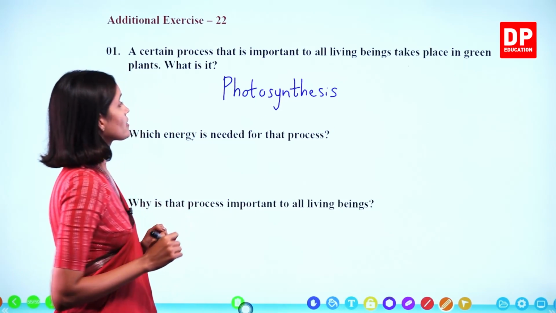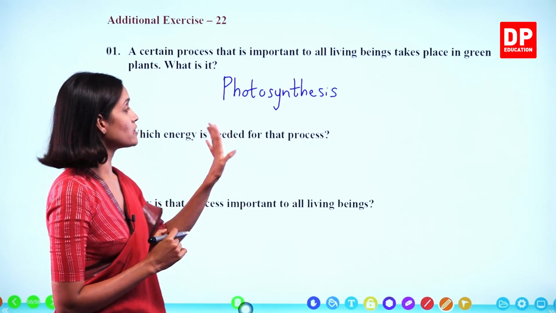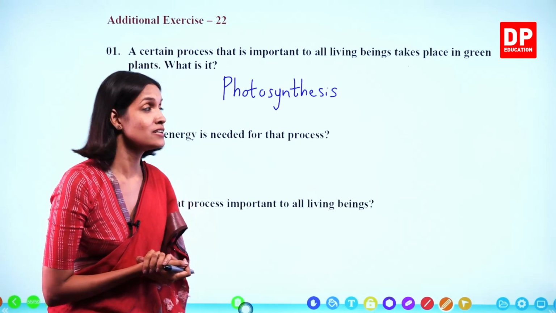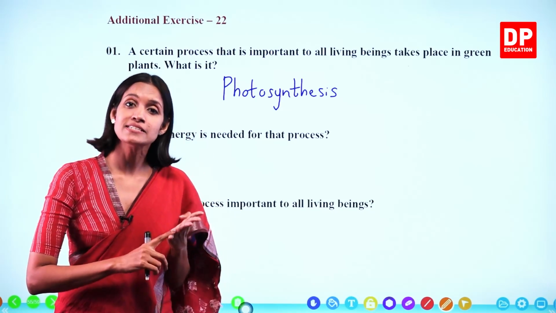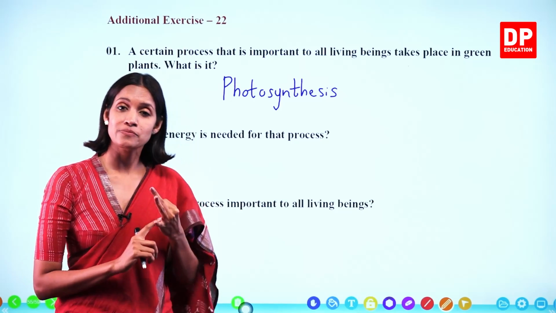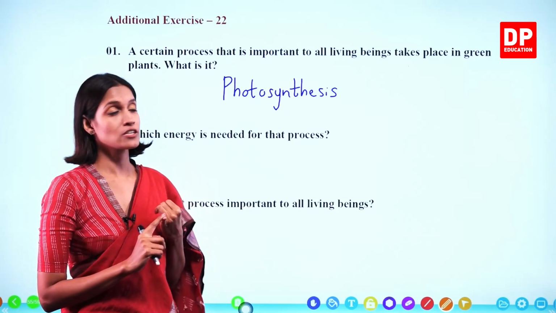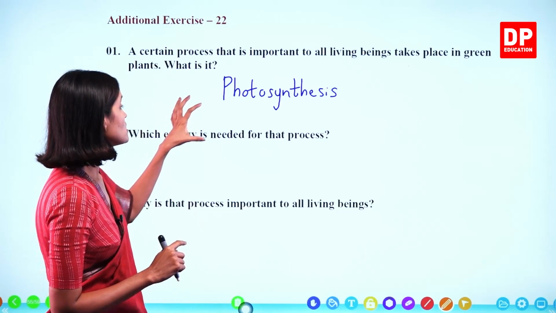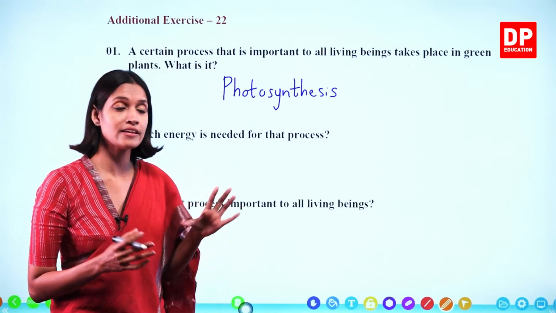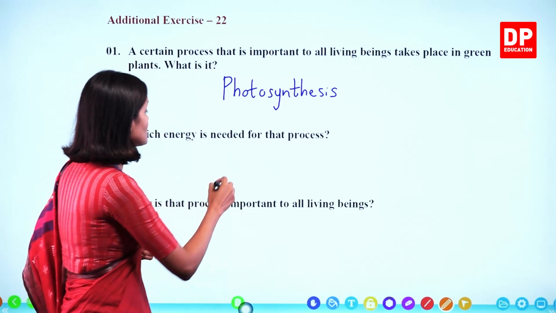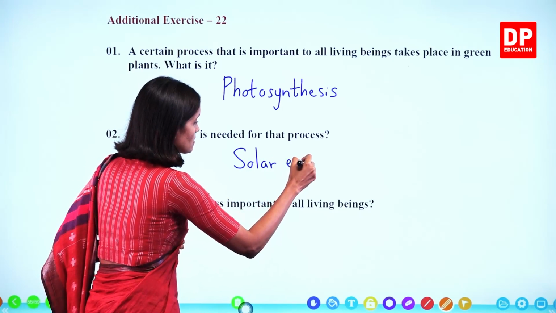Photosynthesis. Which energy is needed for that process? Now for photosynthesis, 4 factors are affecting: sunlight, carbon dioxide gas in the atmosphere, soil water, and chlorophyll in the green-colored leaves. So which energy is needed? The energy is supplied by solar energy, by the sun. Therefore, the energy needed is solar energy.